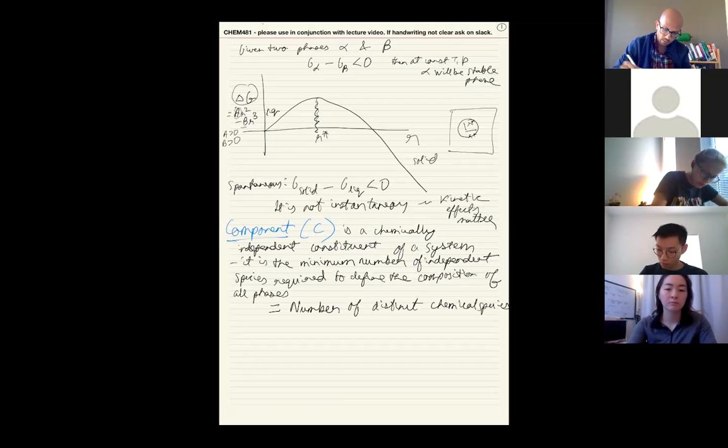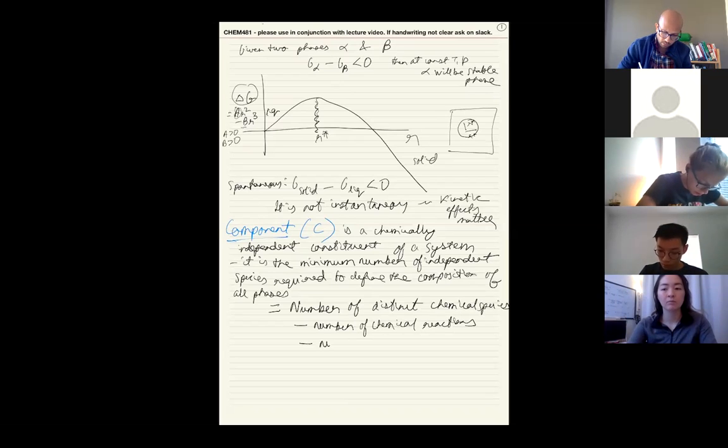When is it not true? For example, if there are chemical reactions happening, then you have to subtract out the number of chemical reactions that might be taking place. If there are any constraints on the system, for example, charge neutrality or something else, that also needs to be subtracted out.